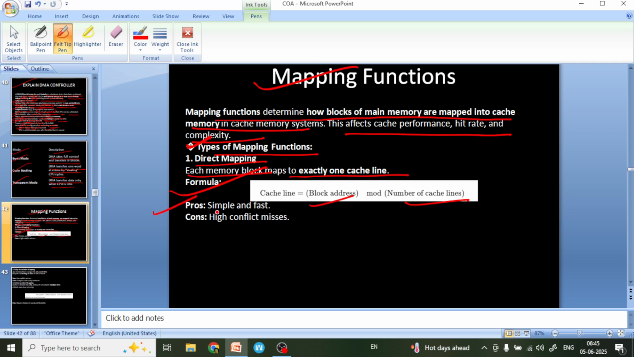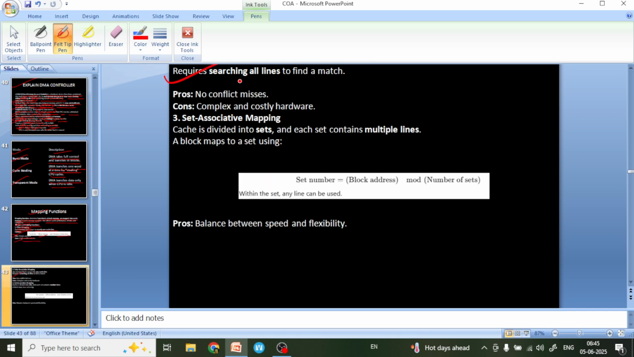Its profit is that it is simple and fast. Its loss is high conflict misses. Second, fully associative mapping: a block can go in any line, which requires searching all lines to find a match. Profit: no conflict misses. Loss: complex and costly hardware.